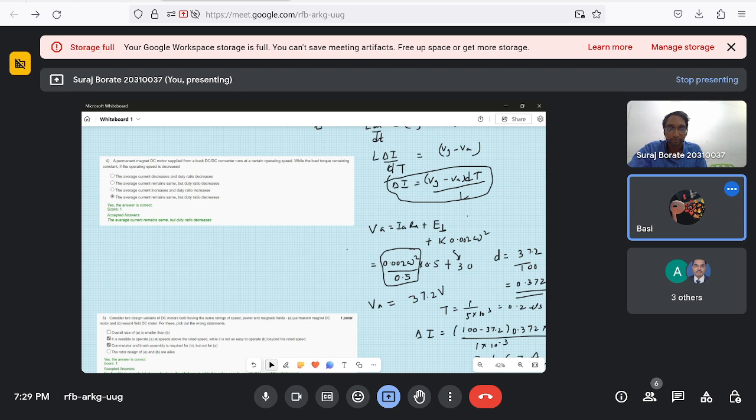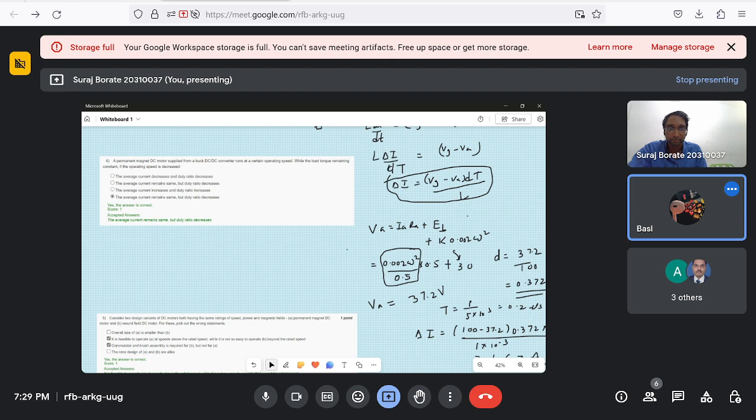Okay, while the load torque remains constant, if the operating speed is decreased. So what happens if the load torque remains constant and the operating speed is decreased? You know the current relation, right? T is equal to K i. If T is constant and K is constant, I should also be constant.